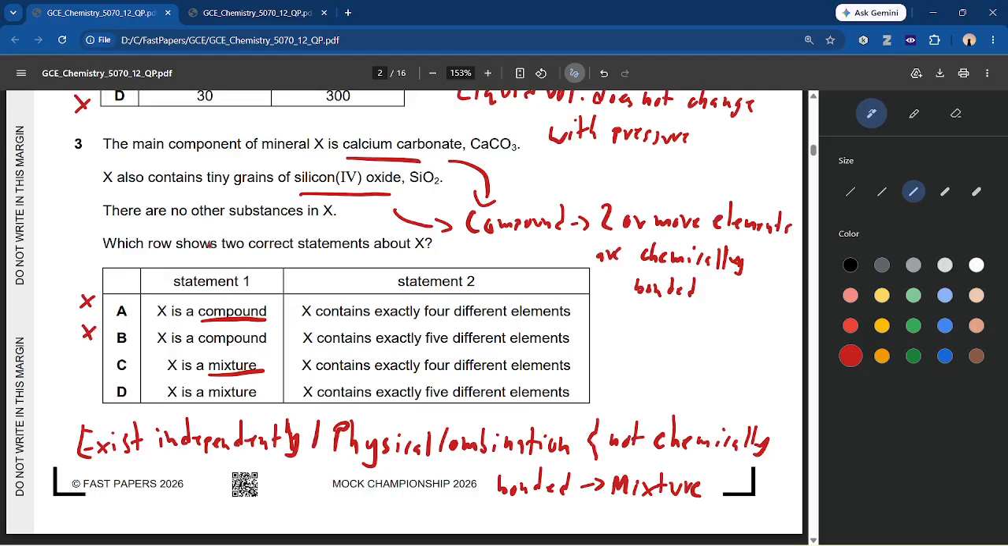And next they're saying X contains exactly either 4 or 5 different elements. So let's take a look. Let's use a different color for this. Calcium is 1, carbon is 2, oxygen is 3, and silicon is 4. Remember, oxygen is already repeated. So the answer for this question will be exactly 4 different elements. Remember, they say different, so this is the important thing. Because they said different, we're not going to count oxygen twice. So it's going to be C.